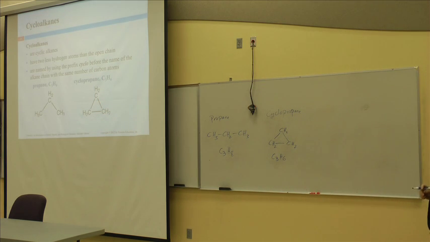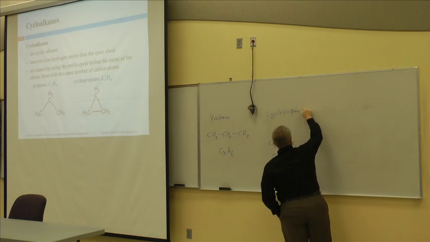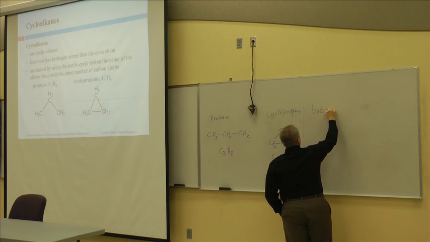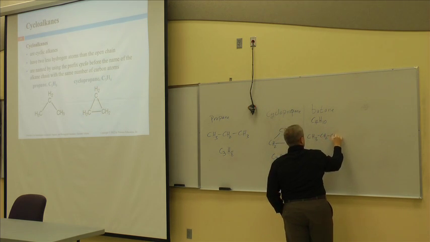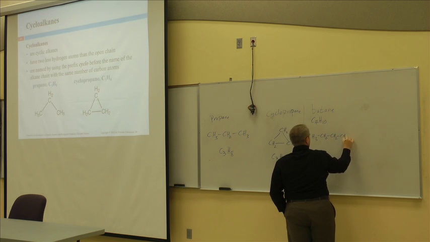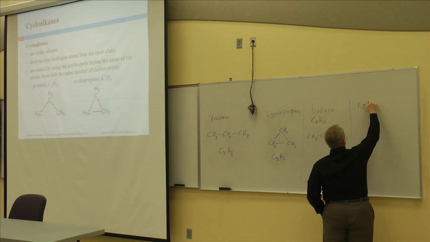Propane and cyclopropane. So now let's just go to the next one. I'm sure all of you guys can get this. If I drew butane. Butane is C4H10. That is CH3, CH2, CH2, CH3. And if I were to ask you then, what is cyclobutane?